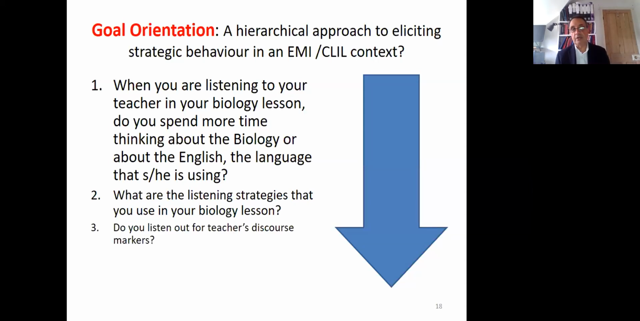Then we might say, do you listen out for the teacher's discourse markers? And then we might say, how do you deal with teacher intelligibility issues? And so you're framing it much more in an EMI context. And incidentally, I haven't mentioned that there's been very little research on strategy use in EMI and CLIL contexts so far out there. And I think part of the problem is people are struggling with where to start conceptualizing how to actually elicit strategies from students in those contexts.